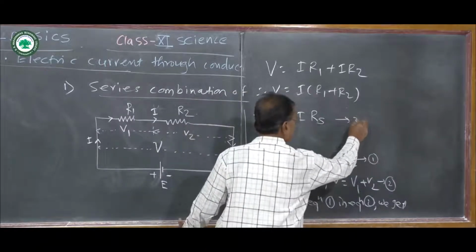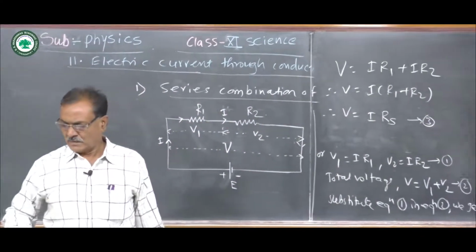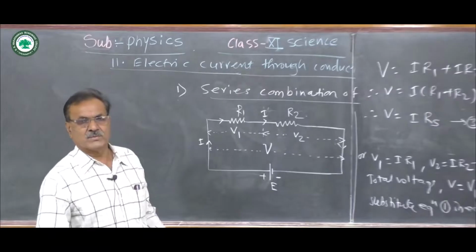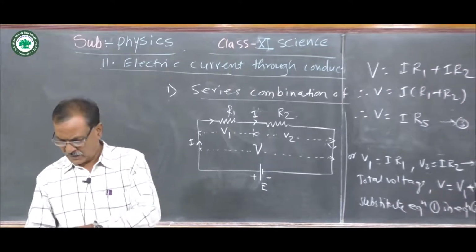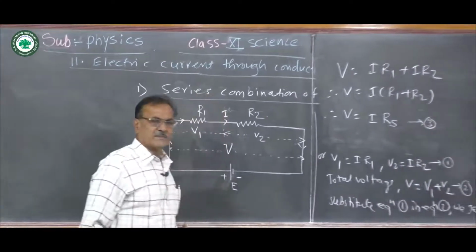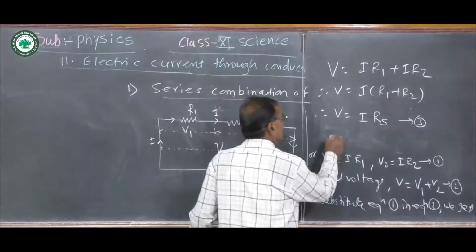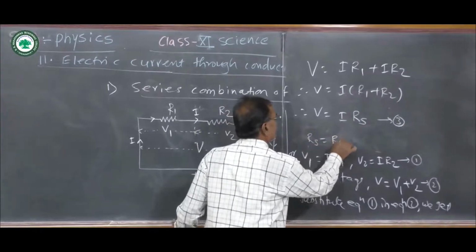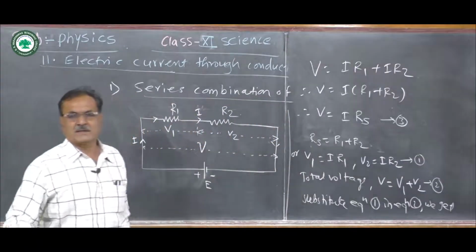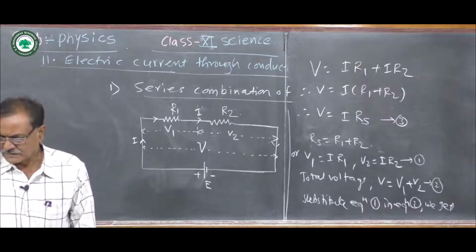Suppose equation number 3, V equals I into Rs. Now Rs is equal to R1 plus R2. Thus the equivalent resistance in series combination we can write as Rs is equal to R1 plus R2. Now Rs is the equivalent resistance in series combination of the circuit.